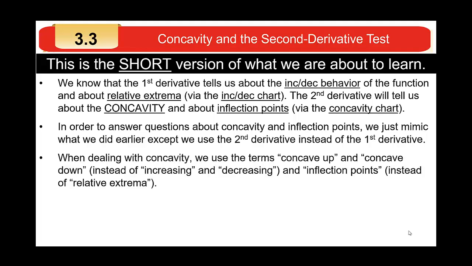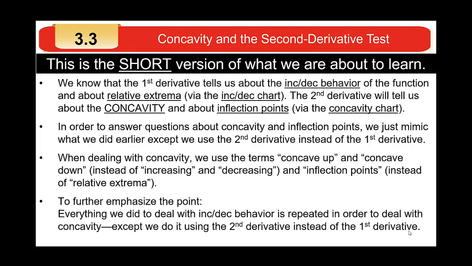Thirdly, when dealing with concavity, we use the terms concave up and concave down, replacing what we did with the first derivative, where the terms were increasing and decreasing. And we'll use the term inflection points instead of the relative extrema, the relative maximum, the relative minimum.